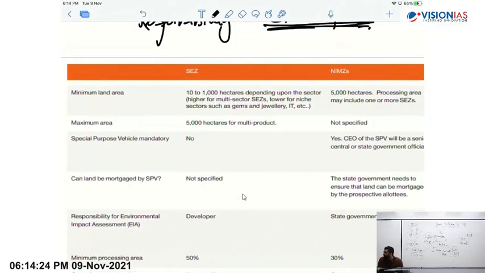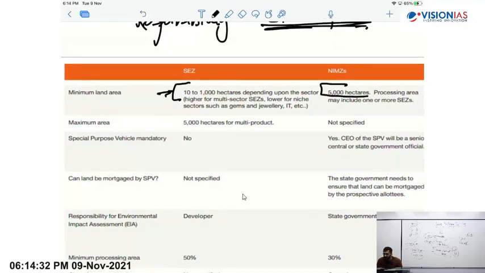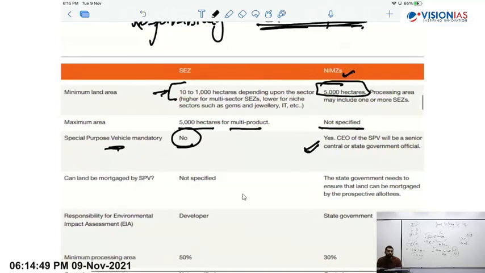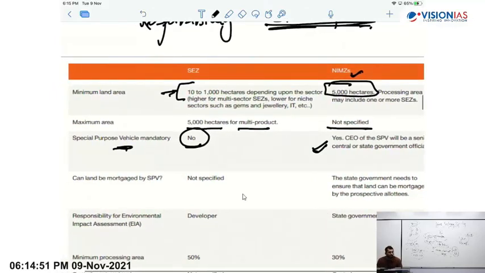Minimum land area is 10 to 1,000 hectares depending upon the sector. So there was no specific guidelines on minimum, but here it was given 5,000 hectares. 5,000 hectares का तो होना ही चाहिए. This was the minimum area given here. Maximum area 5,000 is for multi-product. Maximum area is not specified. Special purpose vehicle mandatory, not for SEZ, but yes for NIMZ, for the management and administration of the complete area.